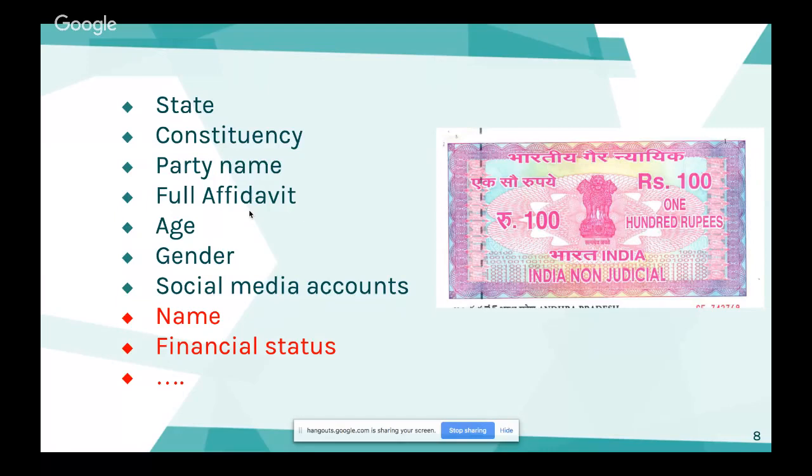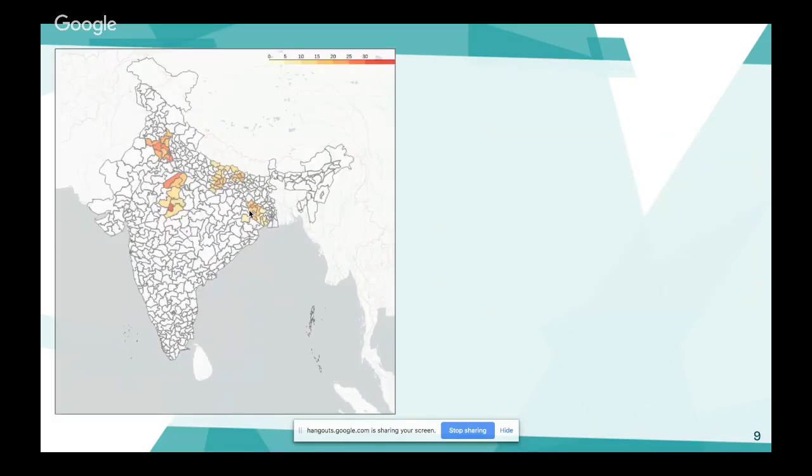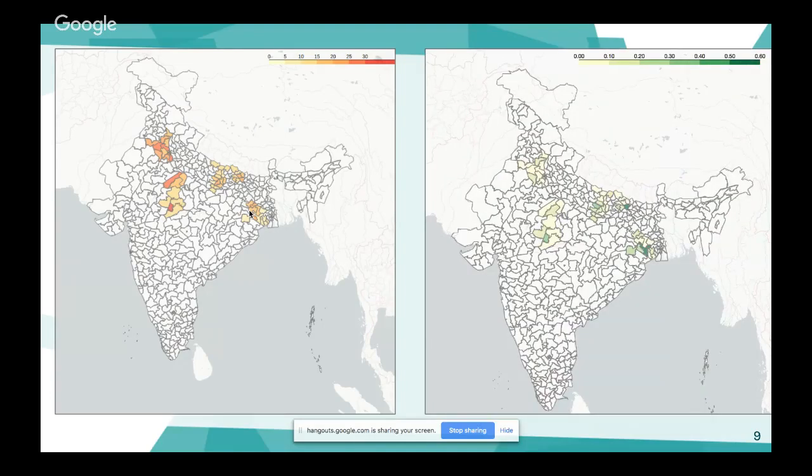We are annotating right now for phase 7, which is going to happen this Sunday. The affidavits are at least about 8 to 10 pages long with different details from the candidates. So what are the different kinds of analysis that we could do? One analysis we did is the heat map.